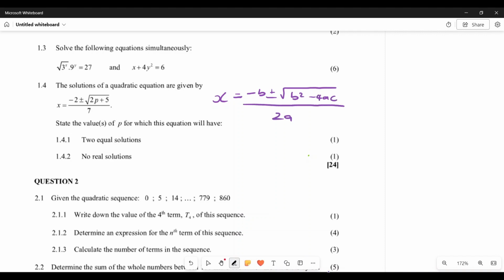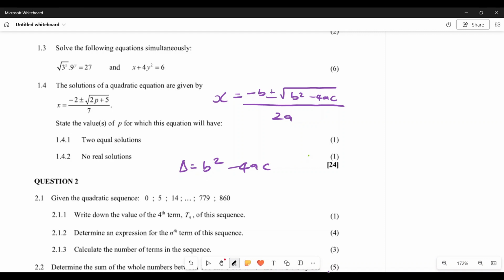Now, the question asks for the values of p for which the equation would have two equal solutions and no real solutions. Every time, basically, we're trying to determine the root of this equation. So to determine the root, we need to make use of our discriminant, right? Now, what is the formula of our discriminant? Our discriminant is b squared minus 4ac. Basically, that is what's inside the square root right over here.